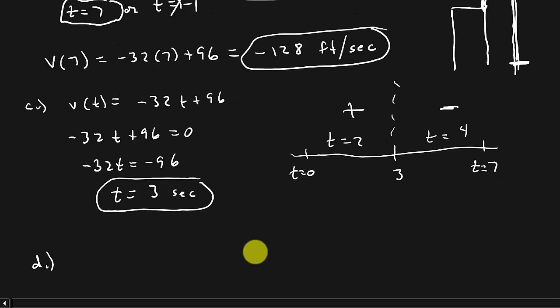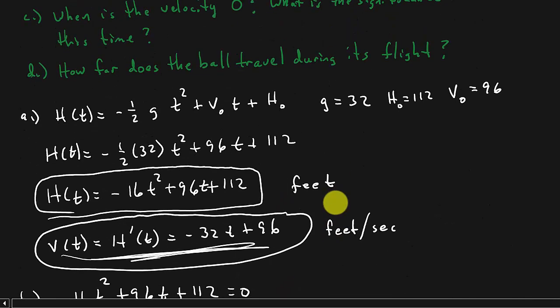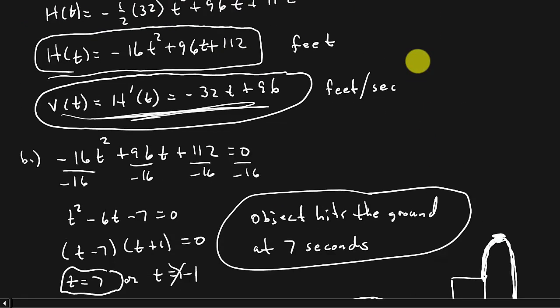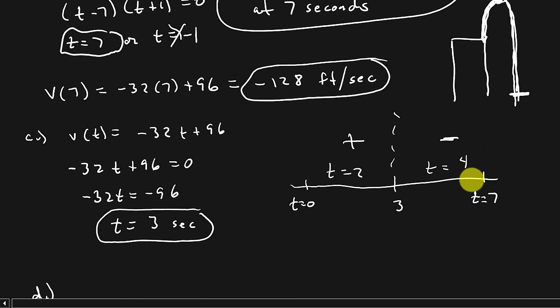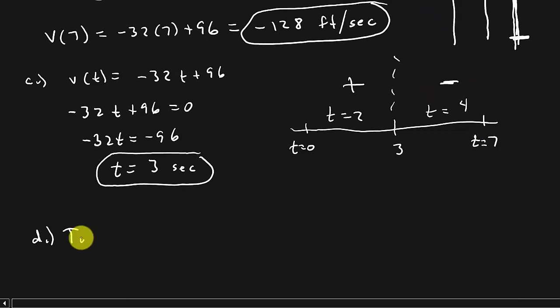And then we've got part D. Let's see, where's part D? How far does the ball travel during its flight? So how far is the ball traveling? Okay, so we've got total distance traveled. So what is that? Okay, so it's traveling up.